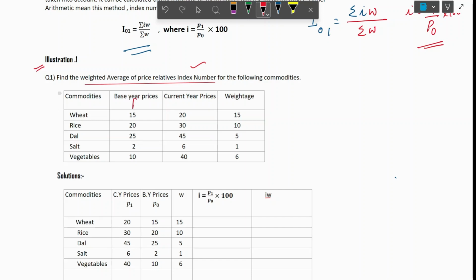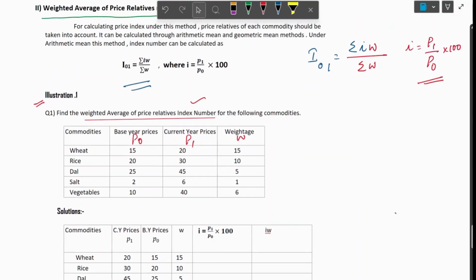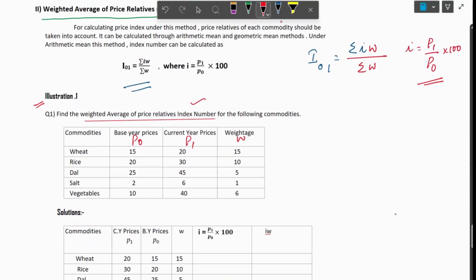Base year price, that means it is P0. Current year price, that is P1. And here weightage means W. Okay. Now, same way, first think about the formula. The formula is sigma IW divided by sigma W.